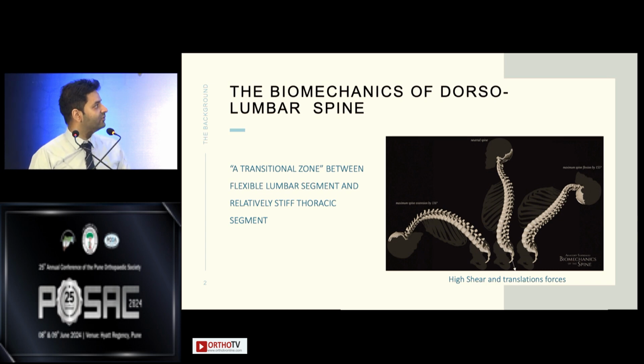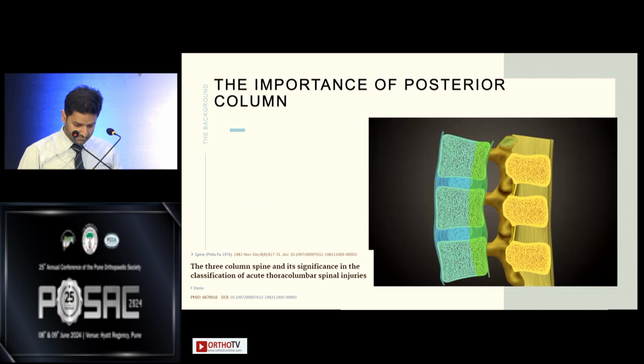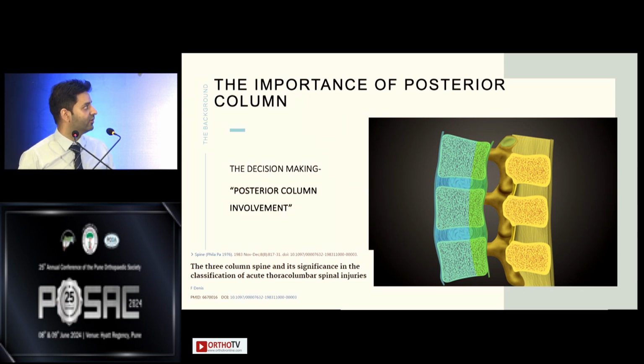So this leads to a high area of stress. Here the shear stress and translational stress is very high. So this is very susceptible to fracture. That's why we see 80% of fractures occur in this area only. And the importance of the injury to the PLC cannot be overlooked, because it is the deciding factor in almost all the classifications. It guides us about the surgical or conservative management.